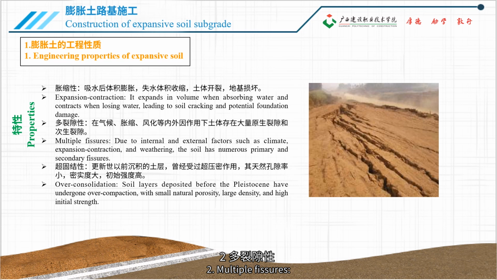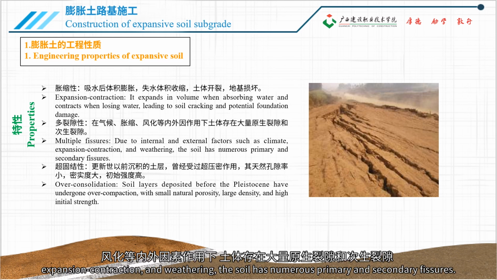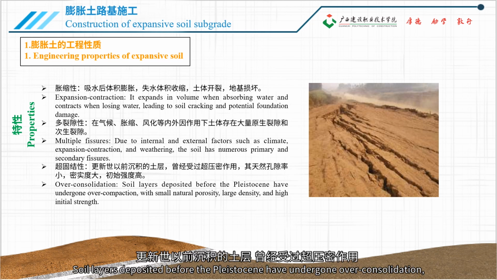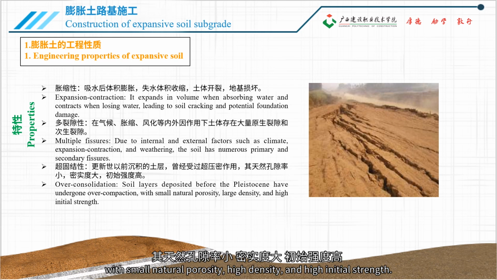2. Multiple fissures. Due to internal and external factors such as climate, expansion contraction, and weathering, the soil has numerous primary and secondary fissures. 3. Overconsolidation. Soil layers deposited before the Pleistocene have undergone overconsolidation with small natural porosity, high density, and high initial strength.